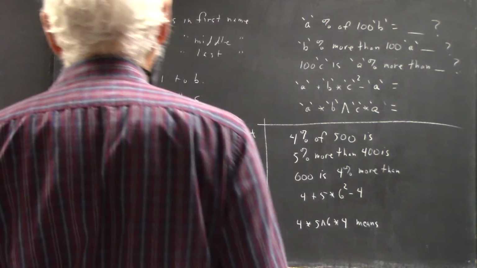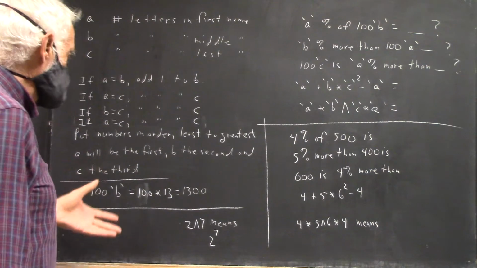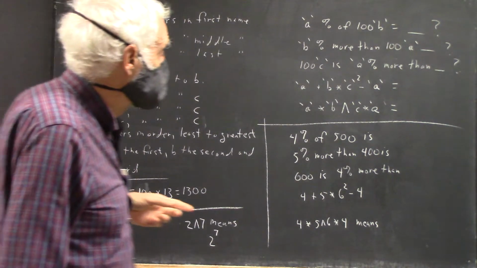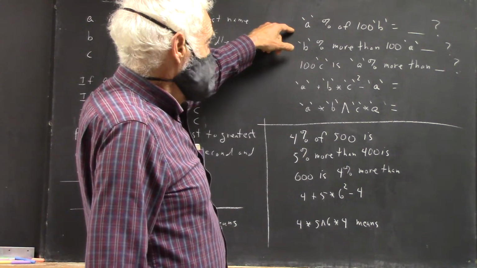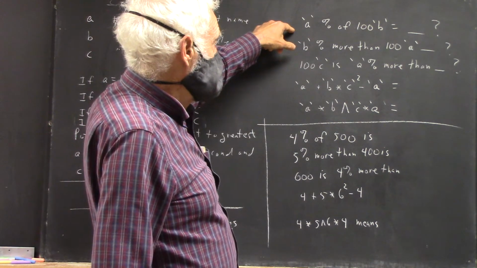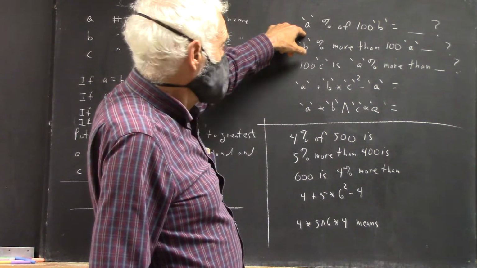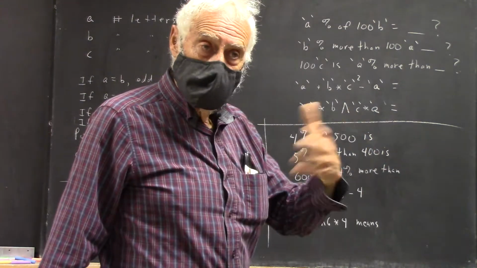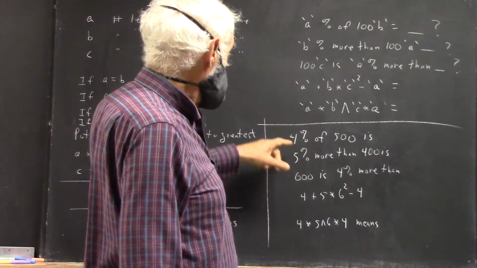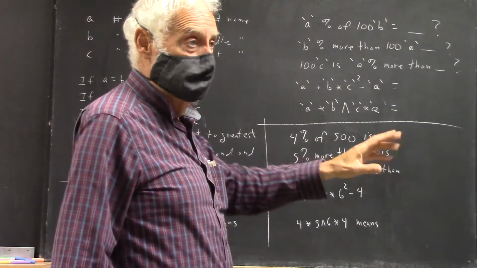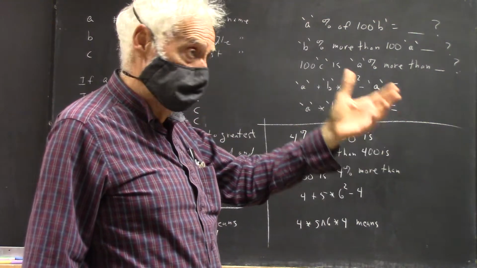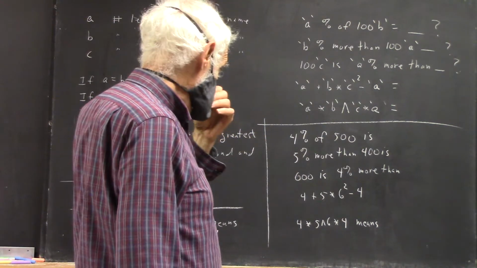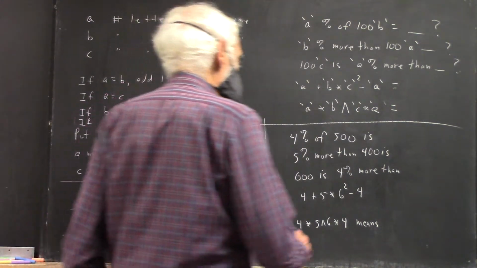Okay, so now we have the procedure for determining what our values of A, B, and C are. A percent of 100 times B. In my case, my numbers were 4, 5, and 6, so it would be 4% of 500. You might have gotten 5% of 600, or 6% of 800 or something. To do that, you write that out.